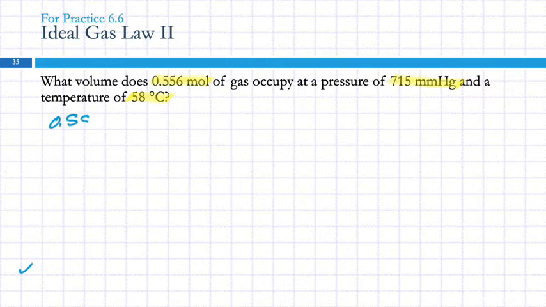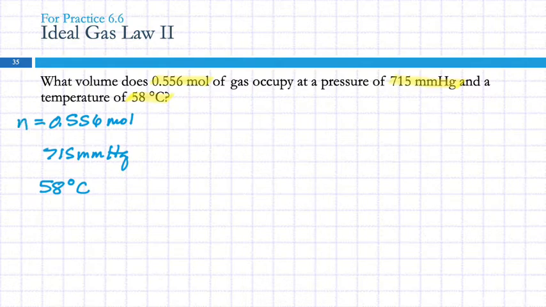So 0.556 moles, 715 millimeters of mercury, 58 degrees Celsius. So these should correspond to P, V, N, or T. Right? So moles of gas, that's going to be N. The pressure is P, and this is a temperature. And it even told us that. Pressure of, temperature of, what's the volume?